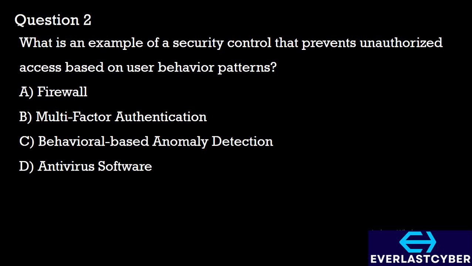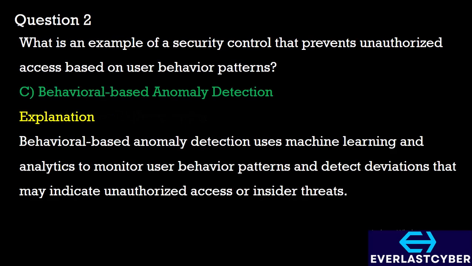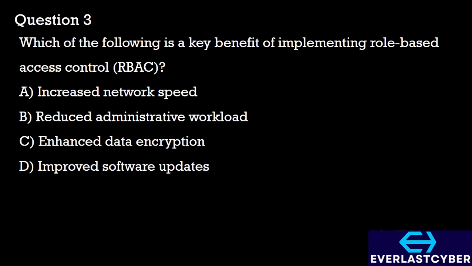In option D, antivirus software detects and removes malware, but it does not analyze user behavior for unauthorized access. So our answer here would be option C. It uses machine learning and analytics to monitor user behavior patterns and detect deviations that may indicate unauthorized access or insider threats. Question 3. Which of the following is a key benefit of implementing role-based access control?